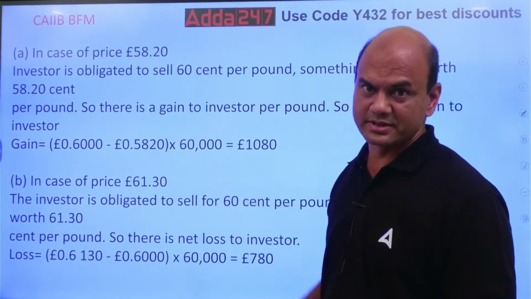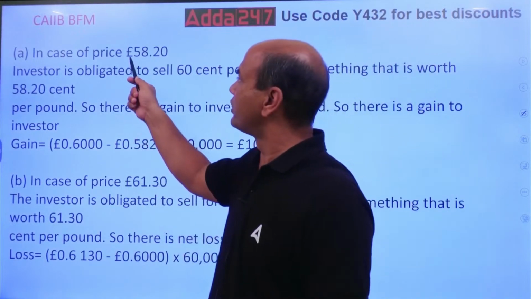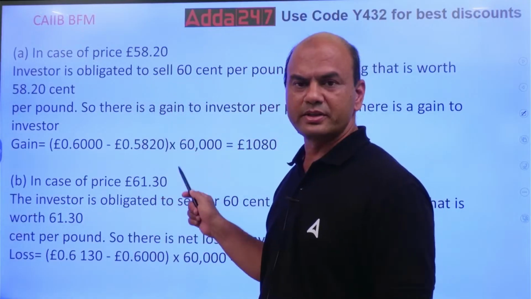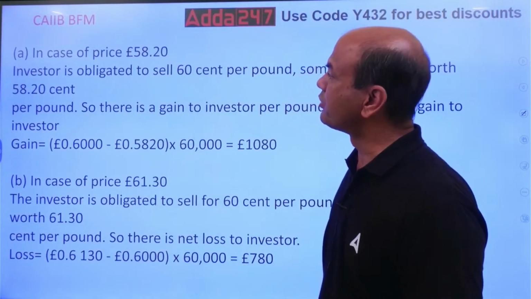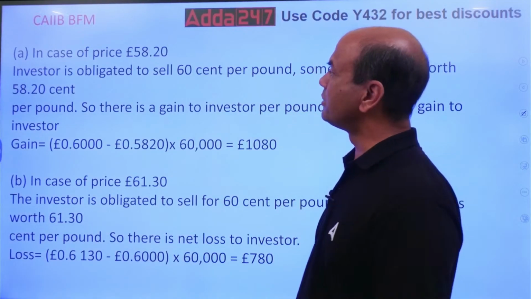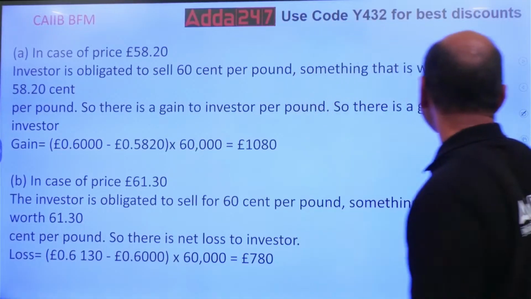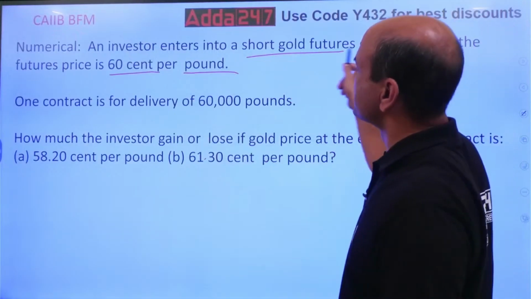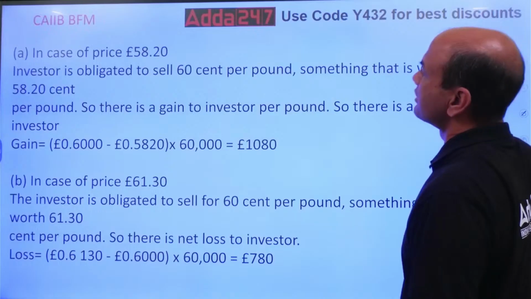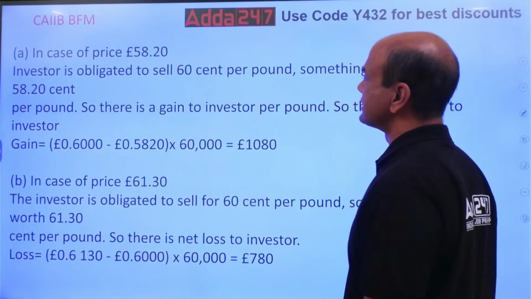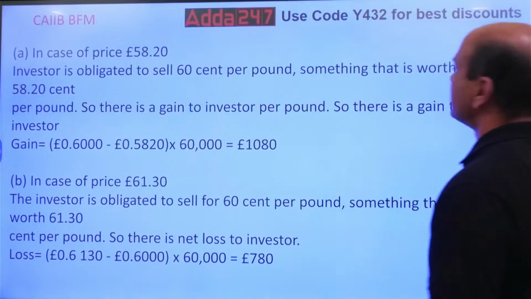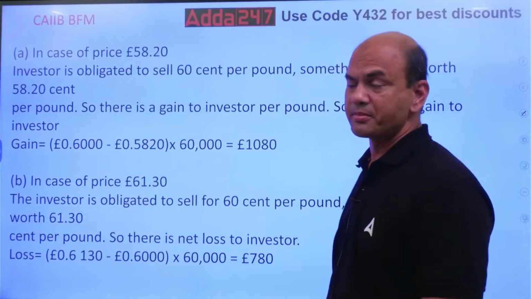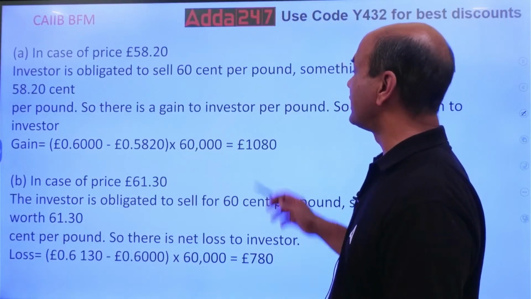So that's why I'll be explaining the case. Let's take the first case. First case is 58.2, second case is 61.3. In the case of 58.2, the investor has entered into a short gold futures. Here, the investor is obligated to sell at 60 cents per pound something that is worth 58.2 cents. Now what do I mean by this? There is a gain to the investor per pound.